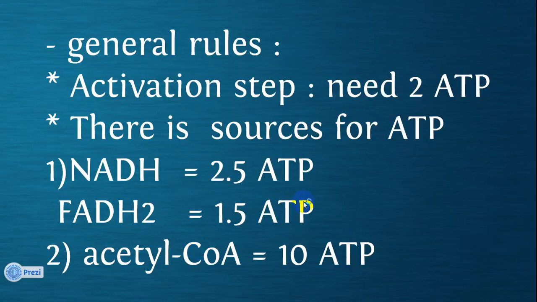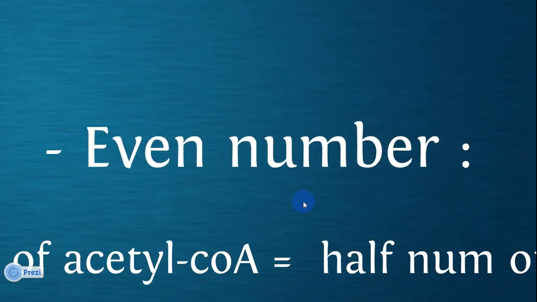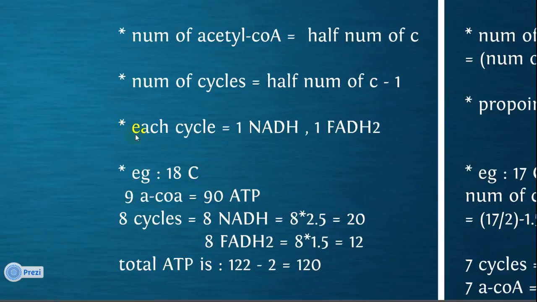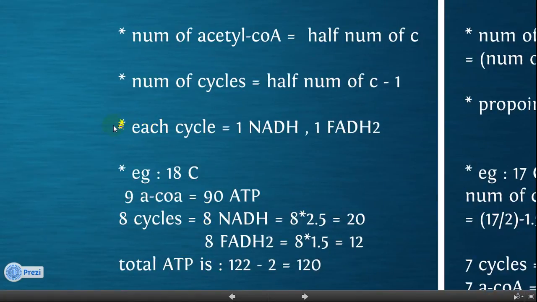Okay, so let's see the cases. If they gave you in the exam an even number fatty acid, like an 18 carbon one, what to do and how to calculate the ATP? First thing, calculate the number of acetyl-CoA.